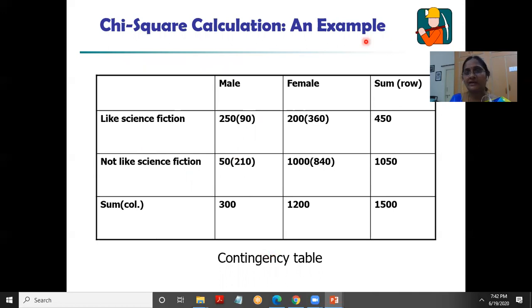So I created this contingency table. In this contingency table, the values 250, 200, and 50, 1000 are the actual frequencies. Whereas whatever we have within the braces, so 90, 360, and 210 and 840 specified here are the expected frequencies. So we need to calculate these expected frequencies with the help of the actual frequency values.